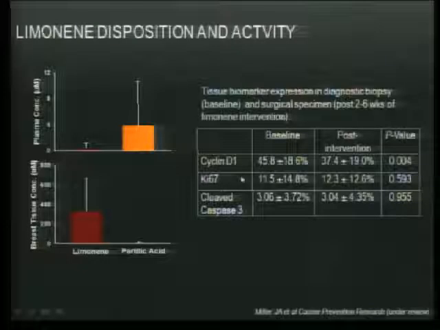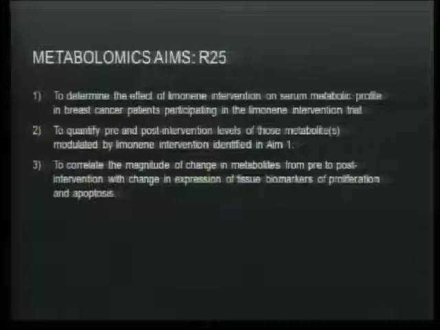Ki67 is a marker of proliferation, and it did not change at all. And cleaved caspase 3 is a marker of apoptosis, and it did not change at all. And so for my R25 project, I wanted to profile plasma pre and post intervention, and then quantify those metabolites, which has yet to be done, and then correlate the magnitude of change in these metabolites from pre to post intervention, and then relate them to the changes we saw in tissue markers.